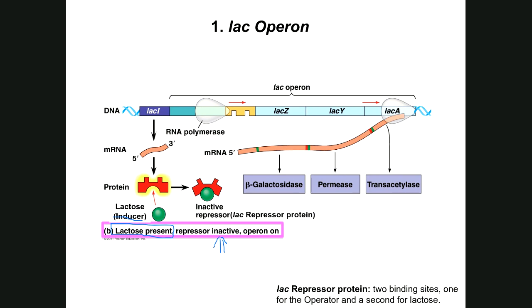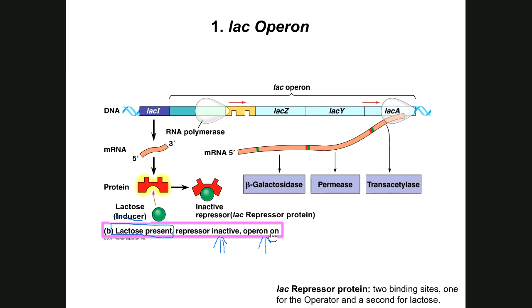And when the lac repressor is inactive, it cannot bind to the operator, and now RNA polymerase can initiate and perform the process called transcription. So in other words, the operon, or gene expression of the operon, is turned on. So it says operon on, but you can rewrite it as gene expression is turned on for the lac operon.